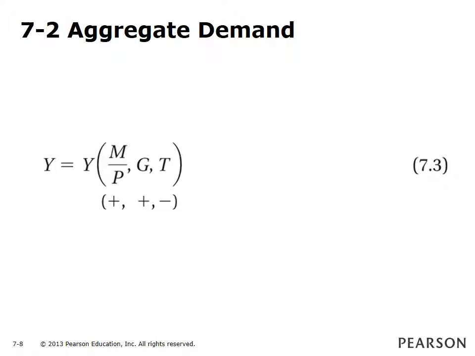Equation 7.3 gives us the aggregate demand relation. It says output Y is an increasing function of the real money stock M over P, an increasing function of government spending G, and a decreasing function of taxes T.